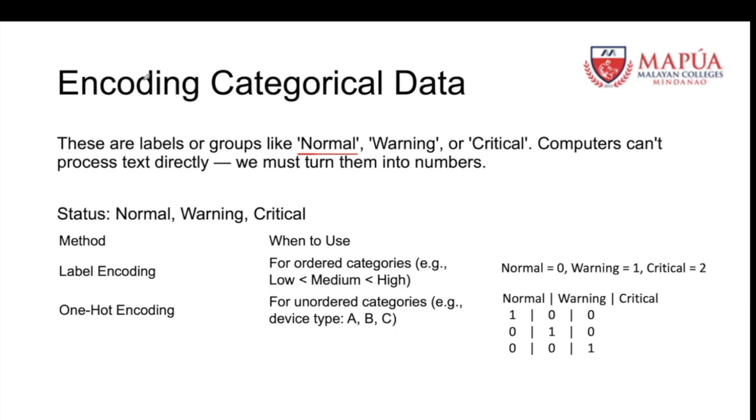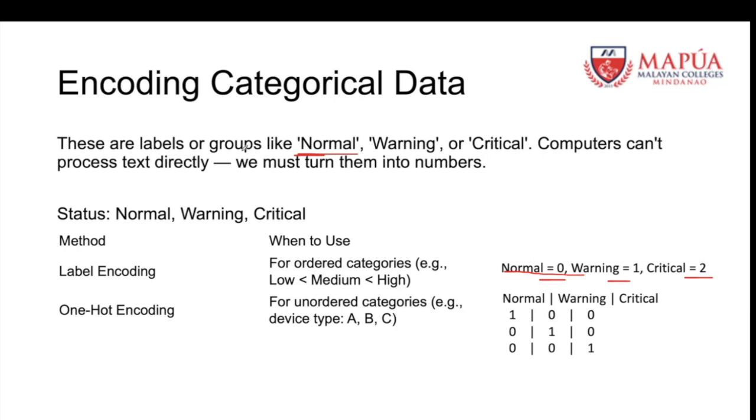So from the status normal, warning, and critical, we use label encoding for ordered categories such as low, medium, and high. We use one-hot encoding for unordered categories. Example, we have the device type A, B, and C. So example of label encoding is that we transform the qualitative words or these texts directly into numbers, such as normal being translated into 0, warning into 1, and critical into 2.